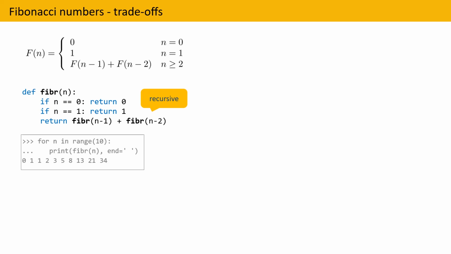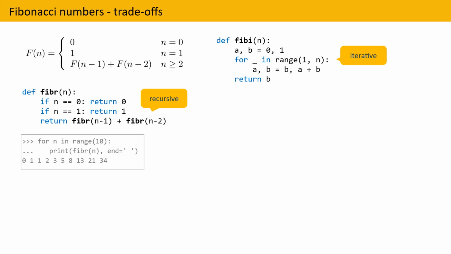An alternative and much more efficient solution is an iterative implementation. Here it is. Variables a and b are initialized with base cases, and then we have a simple for loop that updates a and b, following the Fibonacci definition. Thanks to Python's tuple unpacking, this can be done very elegantly without the need of a temporary variable.